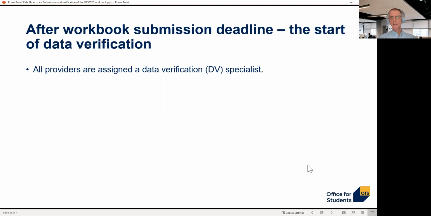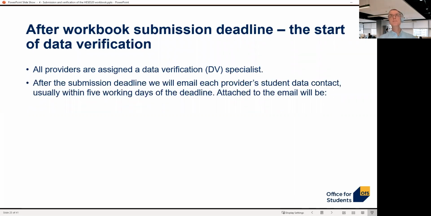a partner as well, a sort of buddy, again, in the same way that we like to have multiple points of contact at each provider. That allows you to get in touch with us if there are holidays or illness or whatever, and we get everybody covered by doing that. What happens is, after the submission deadline, we will email the student data contact at each provider, and usually do that within 5 working days of the deadline passing.